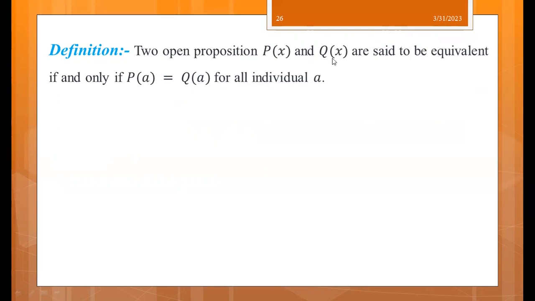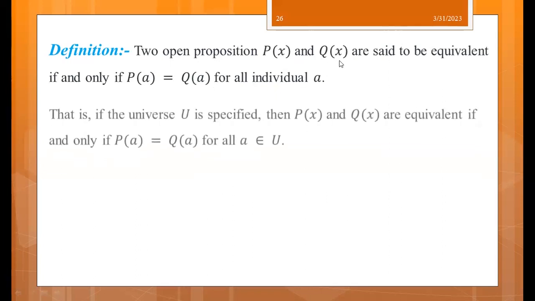That means we have these two open propositions, P of x and Q of x, with their corresponding universal set, simply U, so that if P of A and Q of A have the same truth values, or are simply identical, for every A within the universal set, then the two statements P of x and Q of x are said to be equivalent to each other.